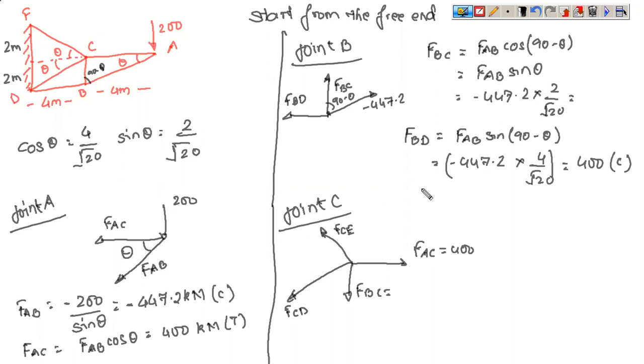Other than that, once B has been completed, you can go to joint C and your job will be done. So you have to solve three joints and you can find out forces in all the members of the truss. So this is how you solve problems in cantilever trusses. Cantilever trusses are the easiest of the lot.